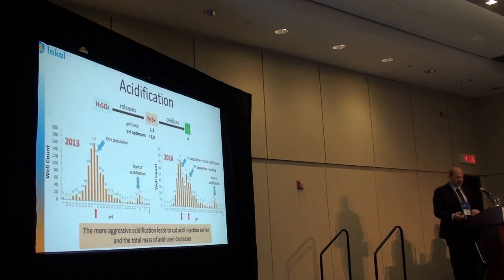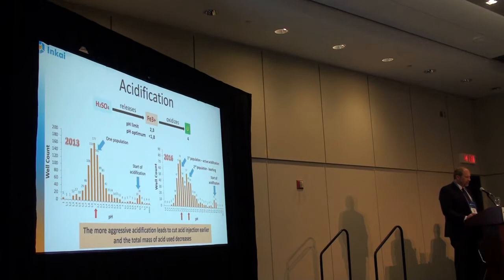In the initial years of operation, wells under acidification and wells under active leaching were managed to a similar pH. As the team learned about the deposit, the team recognized an opportunity to aggressively acidify wells, followed by a slightly less aggressive pH regime during active leaching. This has provided another reduction in the total mass of acid required to leach a given area.